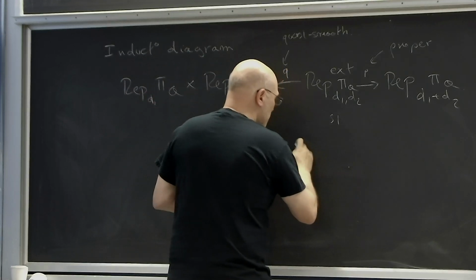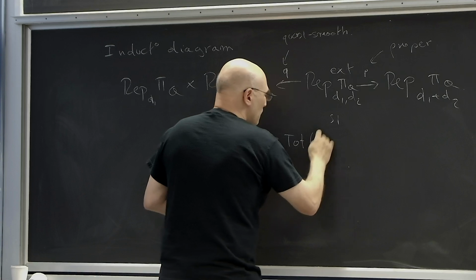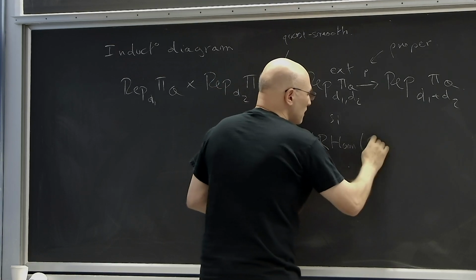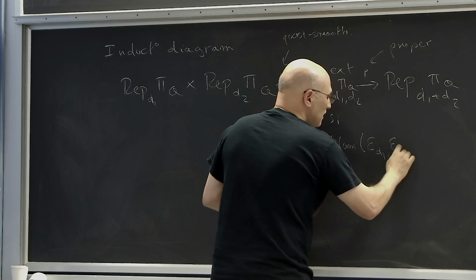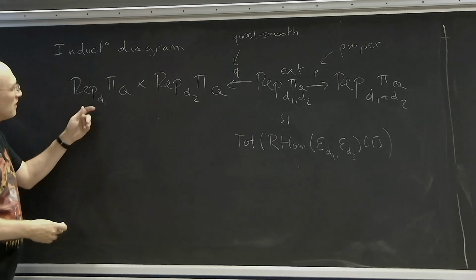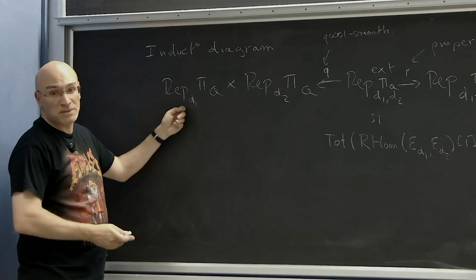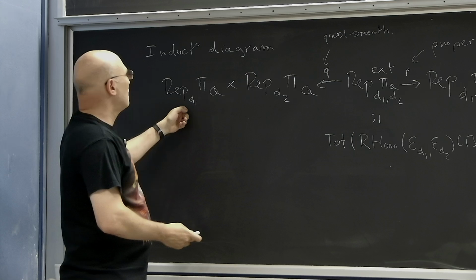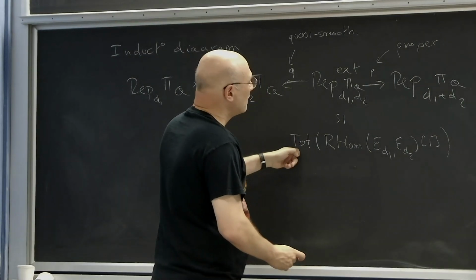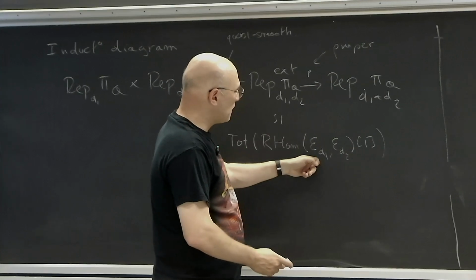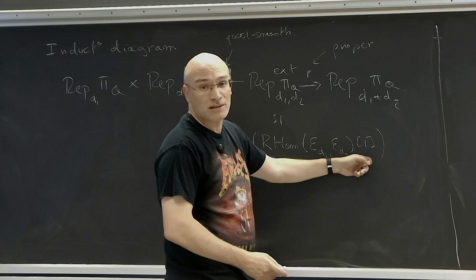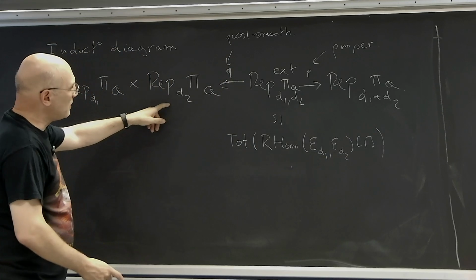This we can view as the total space of, if we include the derived structure, R hom from ED1, ED2 shifted by 1. If you remember the tangent complex to rep D pi Q, this was R hom from ED1, ED2 shifted by ED1, ED1 shifted by 1. Okay, and the same thing here.